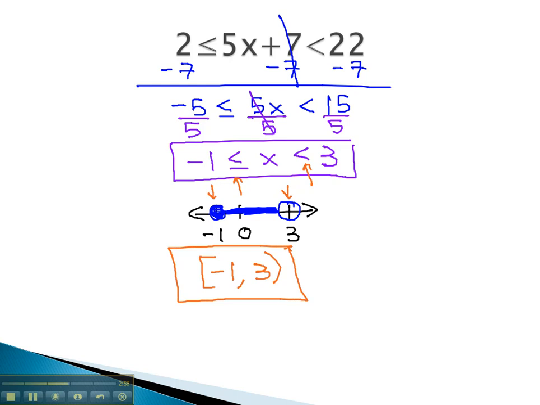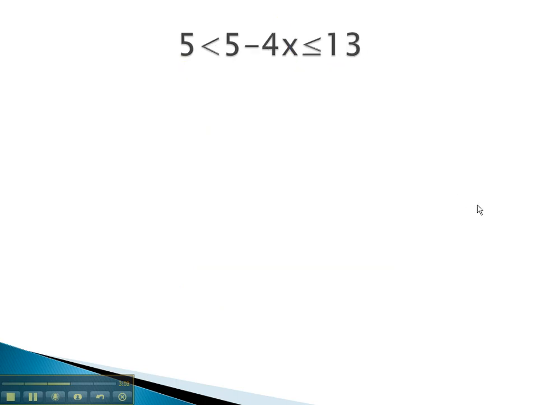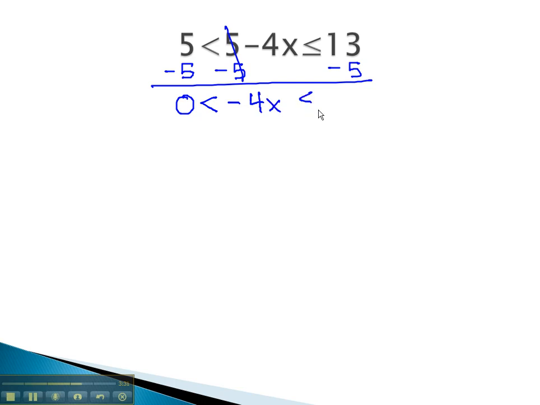Let's try one more example where we can see solving the inequality on all three parts. In this inequality, we see the 5 minus 4x is between 5 and 13. We begin balancing by subtracting the 5 from all three parts of the inequality. As we do, on the left side, 5 minus 5 is 0. This does not mean the left side of the inequality disappears. We just write 0 is less than negative 4x, which is less than or equal to 8.